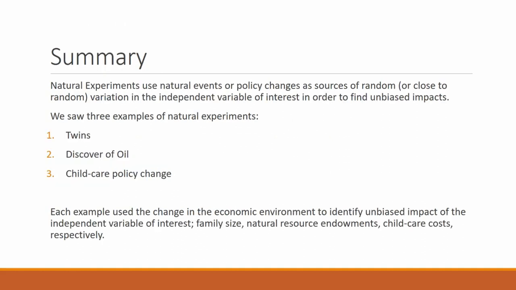Okay, so to summarize, natural experiments use natural events or policy changes as sources of random or close to random variation in the independent variable of interest. And it uses that to find unbiased impacts. And we saw three examples of natural experiments: twins, the discovery of oil, and childcare policy change. Each example used the change in the economic environment to identify unbiased impacts of the independent variable of interest, which were family size, natural resource endowments, and childcare costs, respectively. So these are natural experiments. We take advantage of some exogenous variation to identify the impact of the variable of interest.